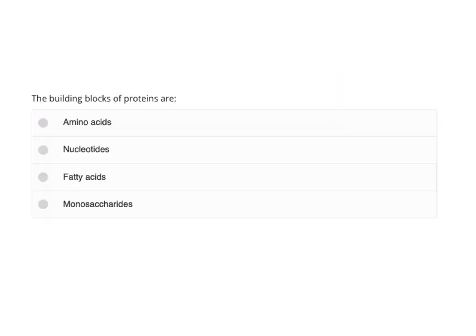Okay, so a quick question. The building blocks of proteins are amino acids, nucleotides, fatty acids, or monosaccharides. They are amino acids. So remember, those proteins are made up of amino acids, and then we combined all those proteins together to form those big polypeptides.